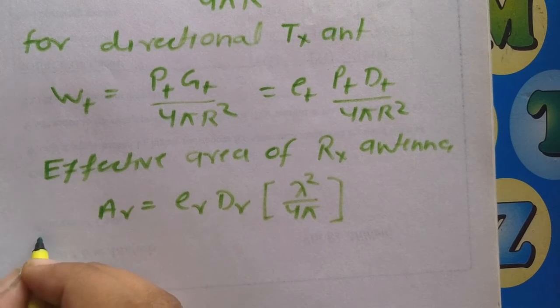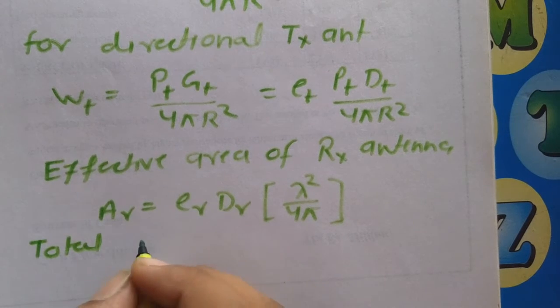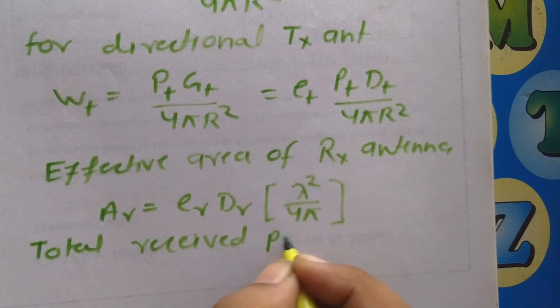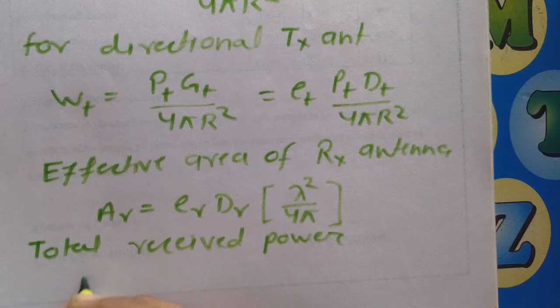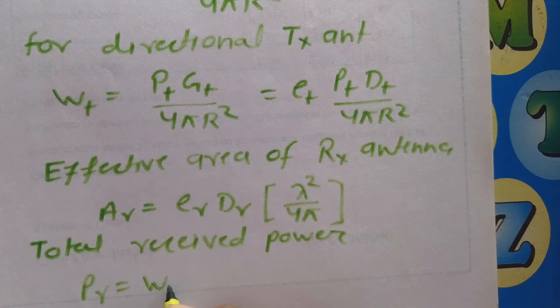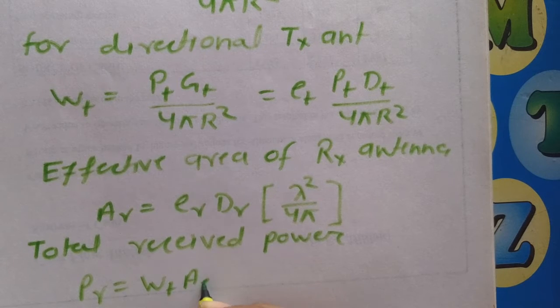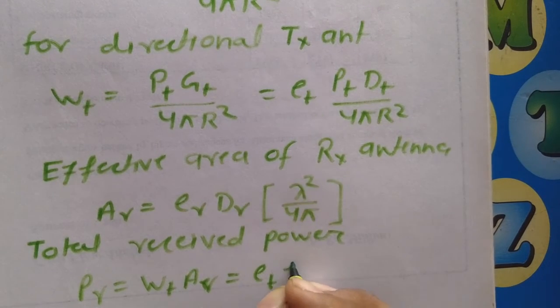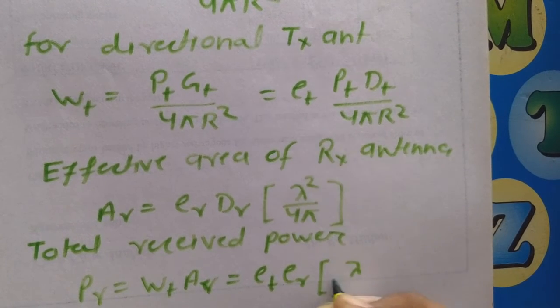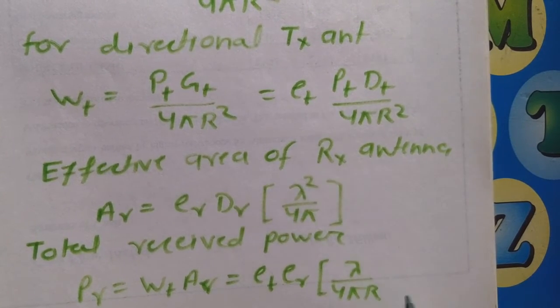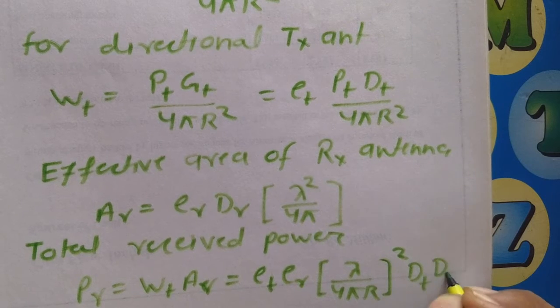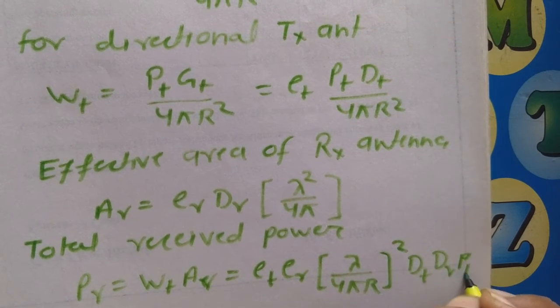So total received power will be PR equal to radiation density of the incoming wave into the effective aperture area of the receiving antenna. Then it will become, put the value of WT and AR, ET ER lambda upon 4 pi R whole square DT DR into PT.